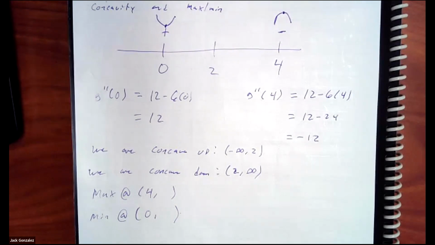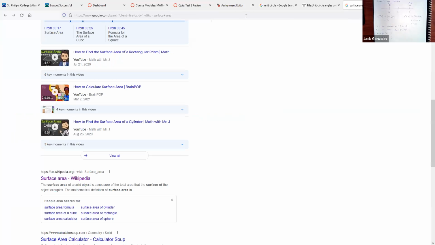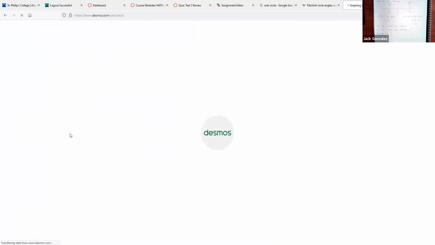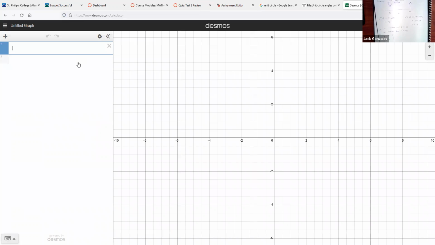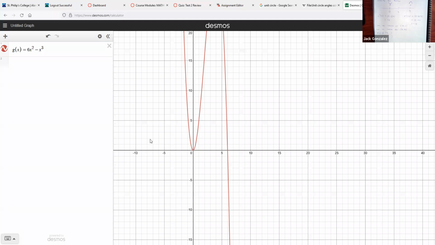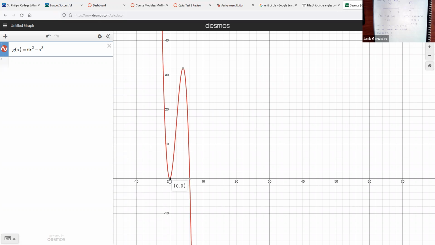To give you a picture though, you can see what's going on. So the original was something like 6x squared minus x cubed, like this, right? Okay. So here is the critical number, right? And we had an inflection point at x equal to 4? No, 2.